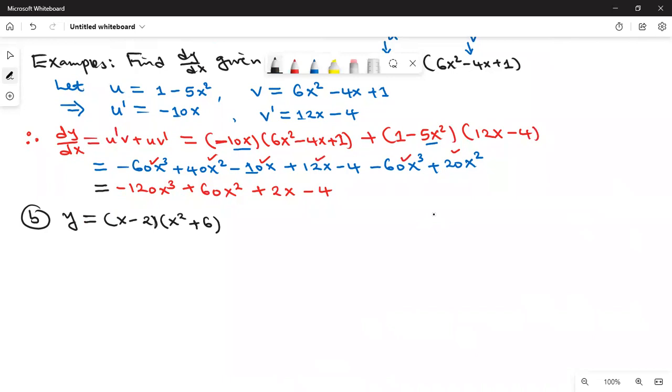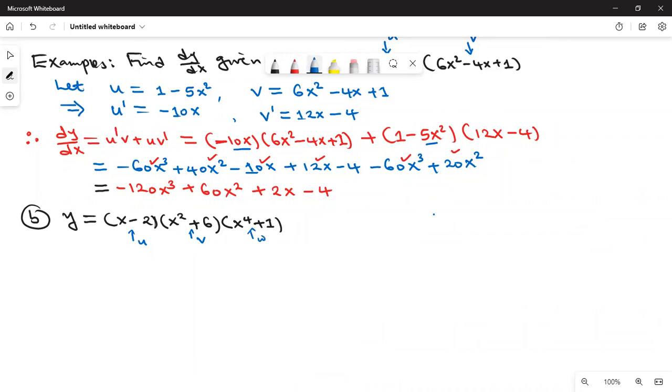Another one is x raised to 4 plus 1. You see now here we have a product of three functions of x. So here now we are going to introduce three new variables. Let this be u, let this be v, and let this be w.